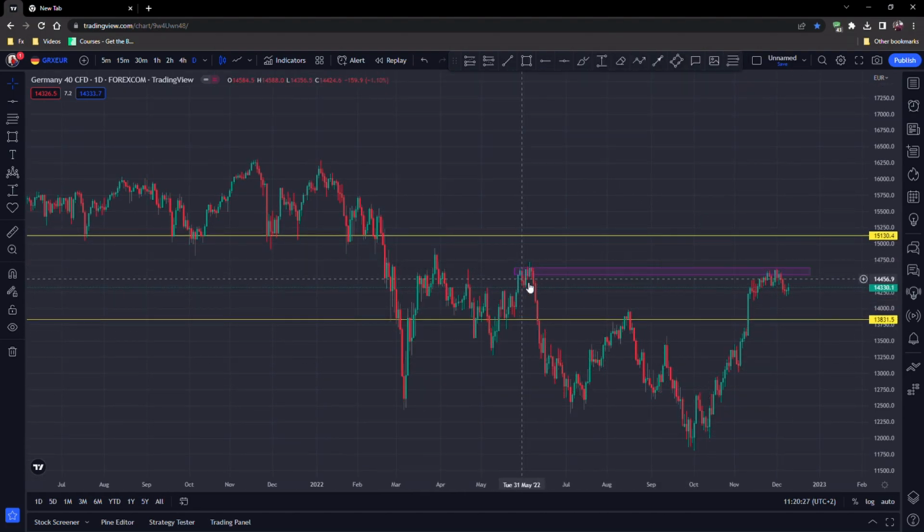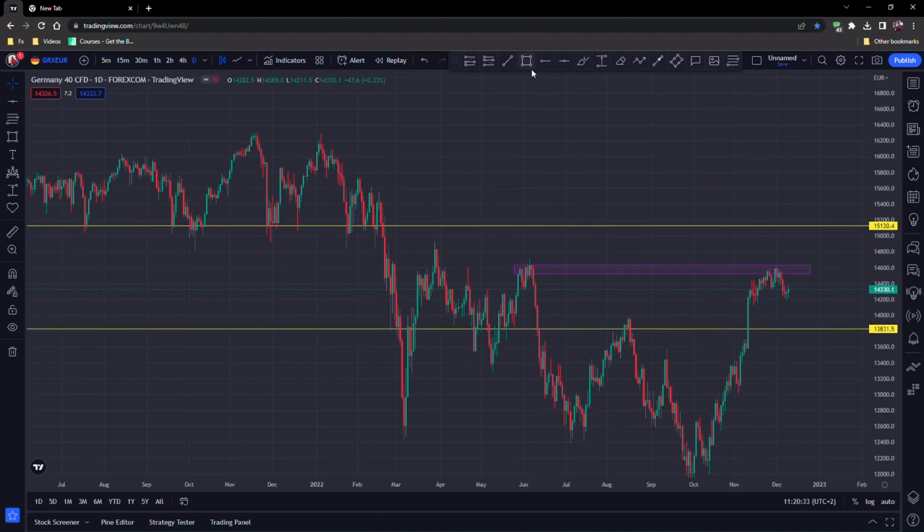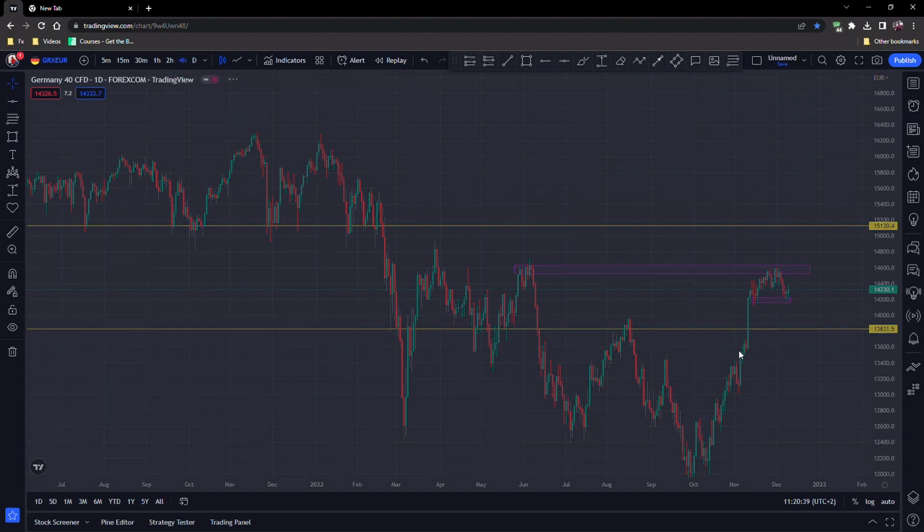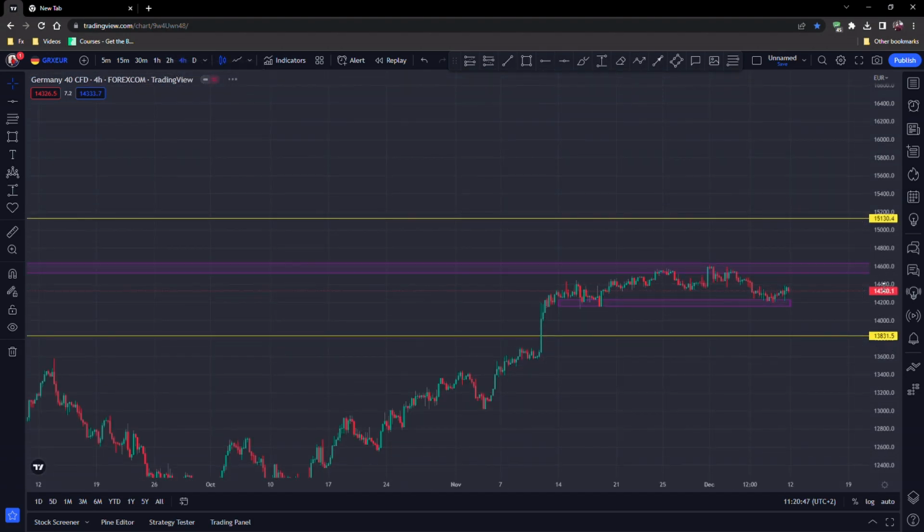This is the first touch and this is the second touch, so we can be looking at this reversal confirmation. But what you can see also is that this area was also a support area, and again we are on the daily time frame. Just waiting for it to load.